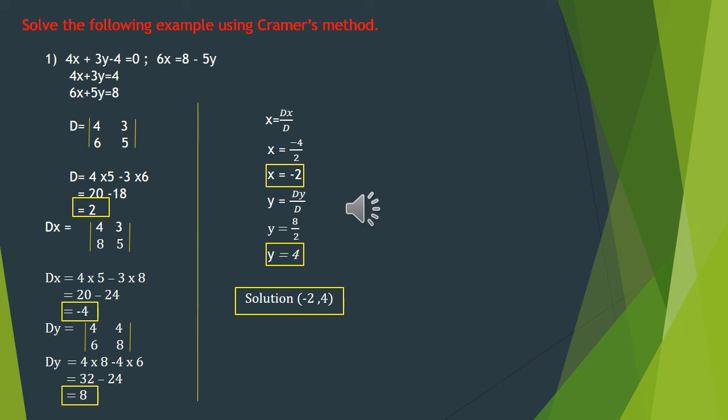Now let us write the solution. The solution is: first write the value of x, then y. So the solution is minus 2, 4.